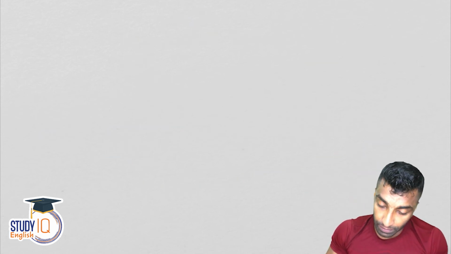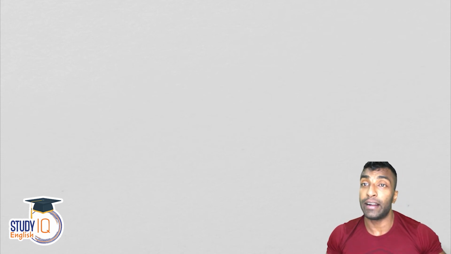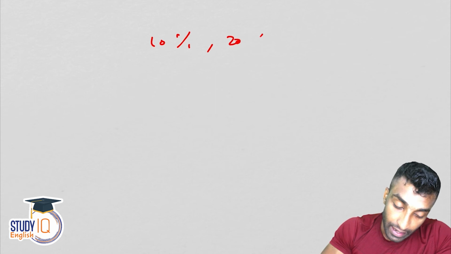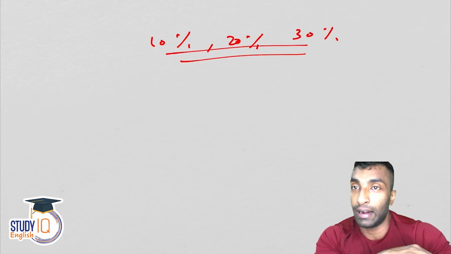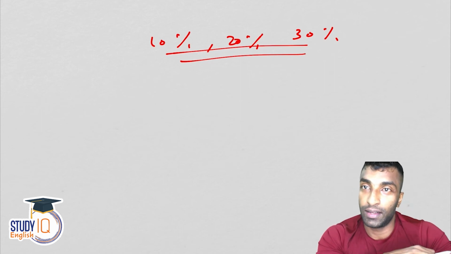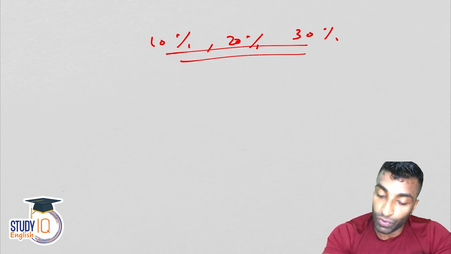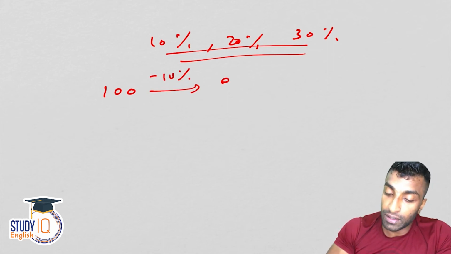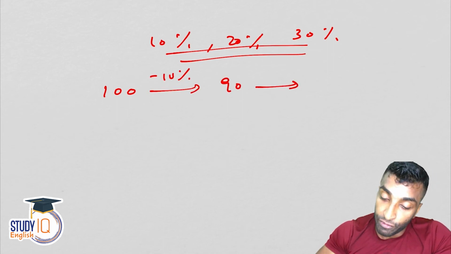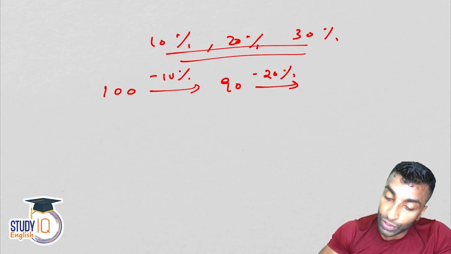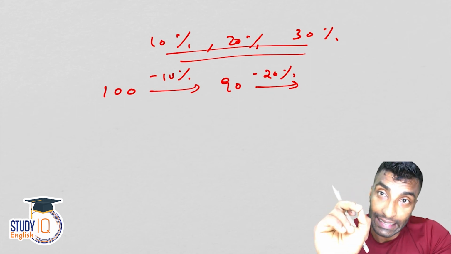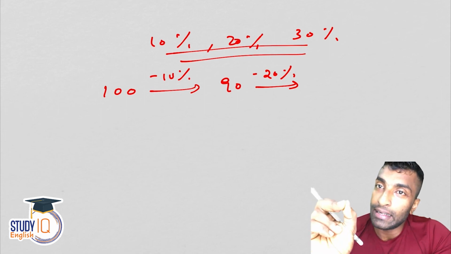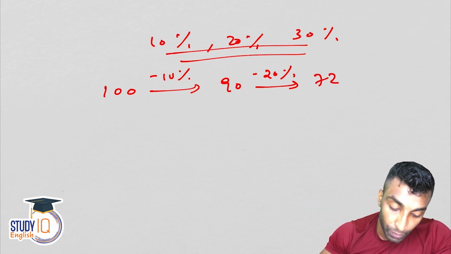Okay, now one more question. Let's say a trader is giving successive discounts. Let's say 10% and then 20% and then 30% discount. So what is the final discount? Like this, they can ask you a question. So what you need to do, let's say 100. From that, you give 10%, so it becomes 90. From there, you will give 20%. So what is 20% of 90? 18. So 90 minus 18, that will become 72, right?